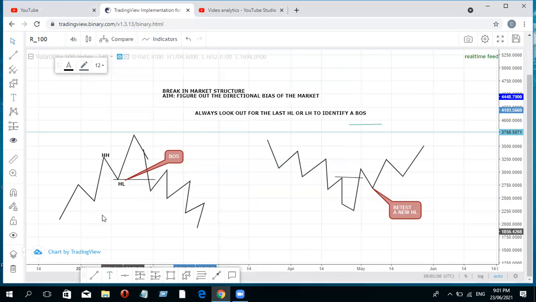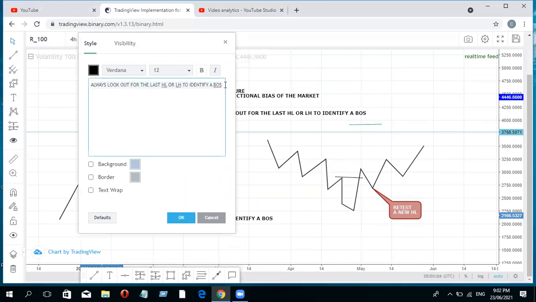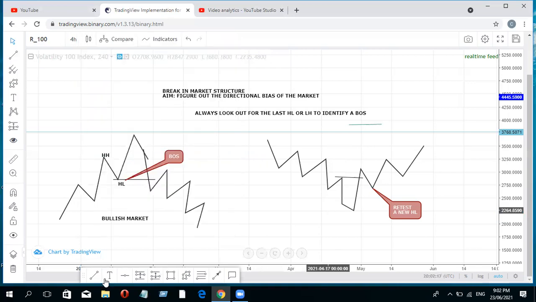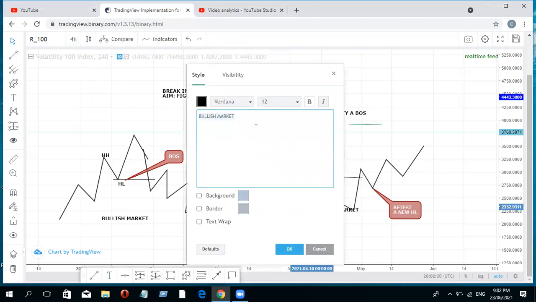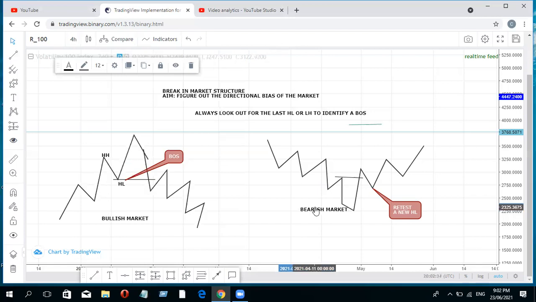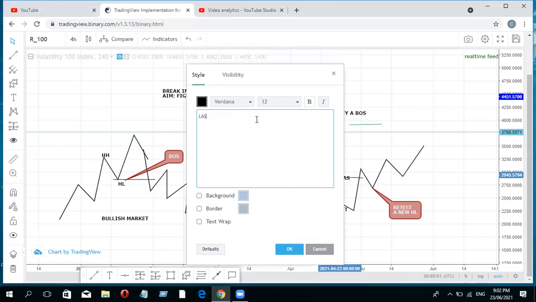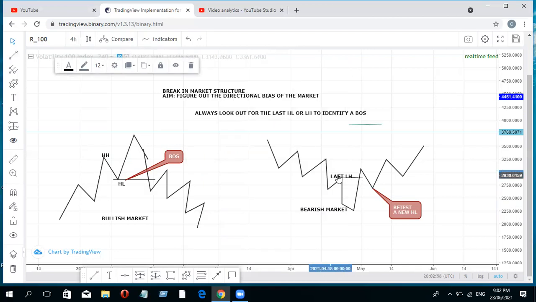This is an example of a break of structure for a bullish market. And this is it for a bearish market. You want to see price break above the last lower high to form that break of structure. So this is the last lower high here. This is where the break of structure happened when price broke above the last lower high.